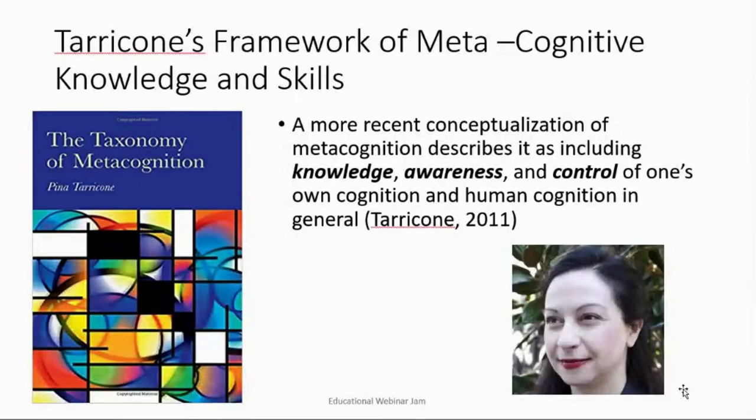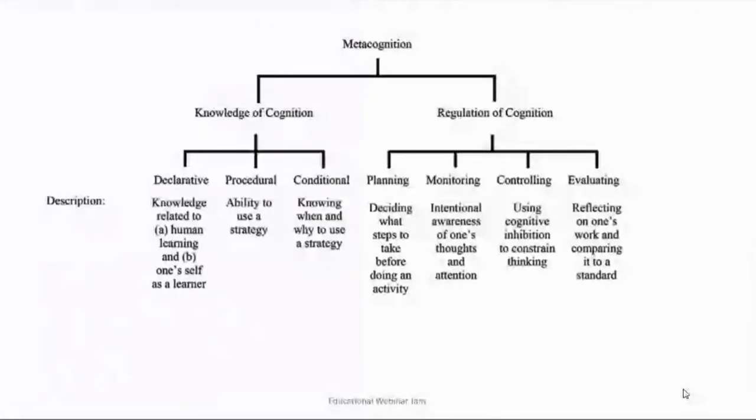On the base, she explained it in three core values: knowledge, awareness, and control of one's own cognition, and control over human cognition, general human understanding. So knowledge, awareness, and control over one's own thinking. This is what she came up with. So she divided metacognition into knowledge of cognition and regulation of cognition.